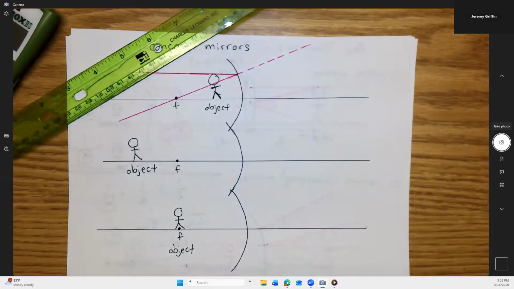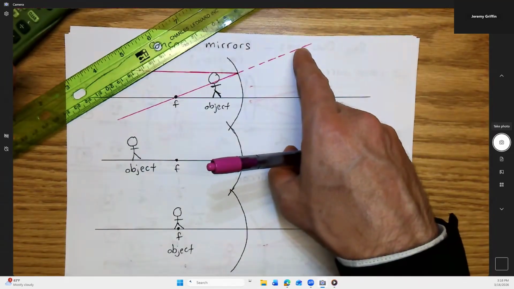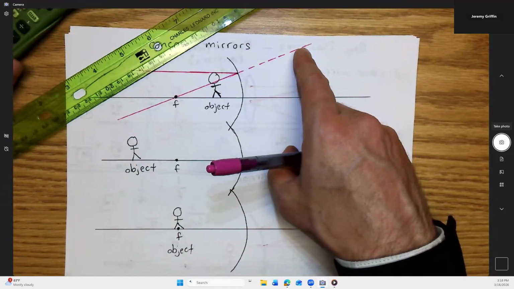Even though, of course, no light actually crosses the mirror, but you guys know that. But it looks like it came from that way. Can you guys extrapolate backwards a bit? Let's do that. Okay, everybody got that?